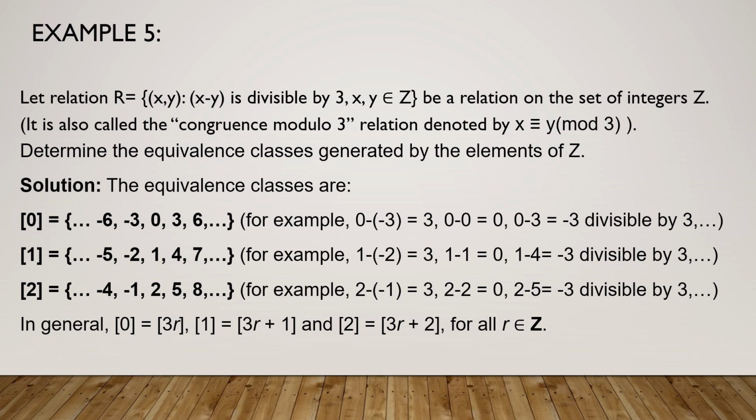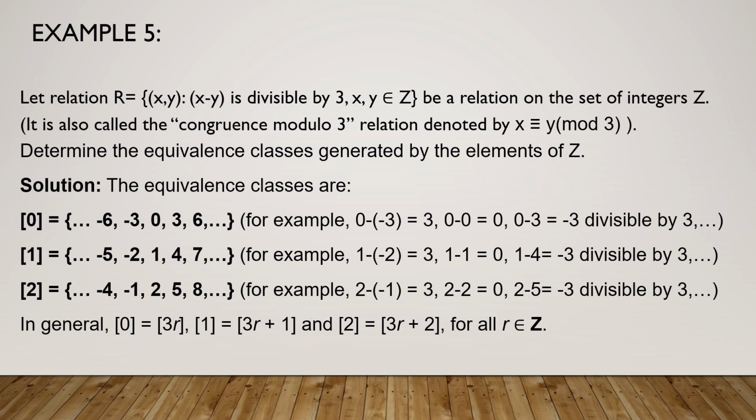Next is 0. 0 minus 0, yes, divisible by 3. The next element in this set is 3. So 0 minus 3, which is minus 3, is also divisible by 3. So the elements in the equivalence class generated by 0 will be of this type: minus 6, minus 3, 0, 3, 6, 9 and so on. Correct? The next equivalence class possible for this relation is the equivalence class generated by the element 1.